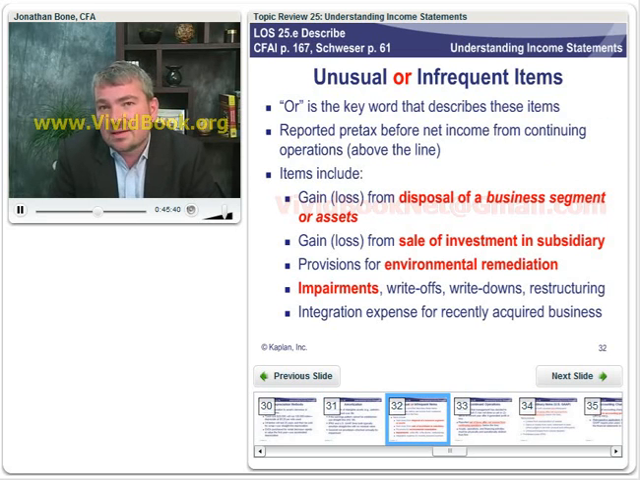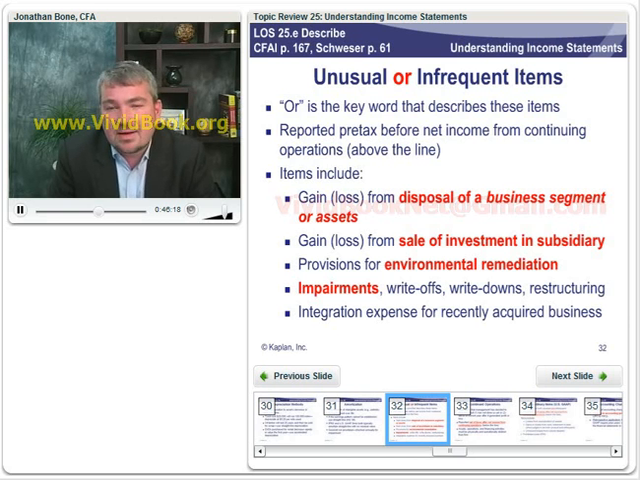And we get some guidance on what to include. So we might include the gain and loss when we dispose of a business segment or its assets. And of course all we're going to do is look at the proceeds when we sell the asset compared to the carrying value at the time of disposal, and the difference is the gain or loss. Likewise, we might look at the gain or loss when we sell the shares in a subsidiary. We've also got provision for environmental remediation. So if we've polluted the environment and we know we're going to be fined, that fine, that provision, the estimated fine, will be treated as an unusual or infrequent item.